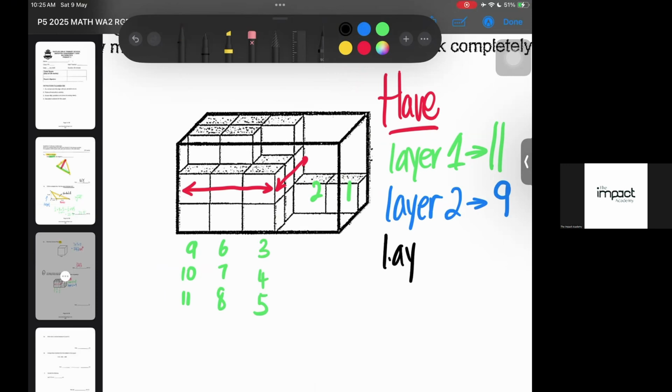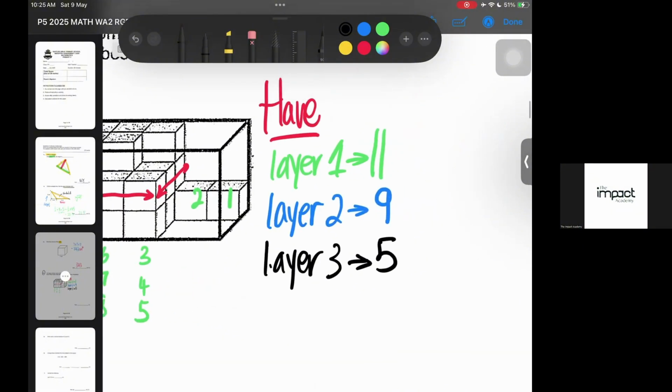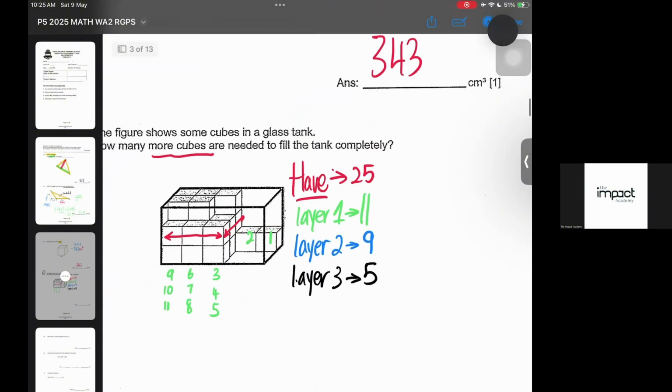Okay, layer number 3. Layer number 3, in this situation, you can see. How many? 5. Very good. So that means in total, how many do I have? First person to tell me. 25. Let's see. 11 plus 9 plus 5. Is it 25? Yes, you are absolutely correct. 25. So how many do I have? I have 25, right? Now the question is always this. How many more cubes are needed?